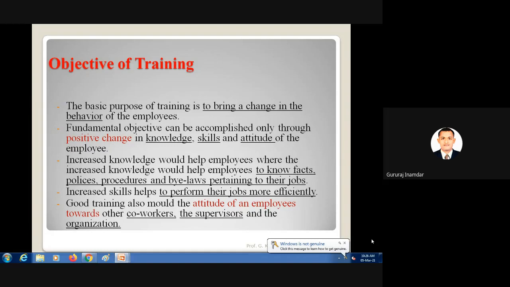Good training also molds the attitude of an employee towards other workers, the superiors and the organization, definitely. Whether the training is better, if you consider private industry and, for example, government training, if you know the government defense training, there is very great training given by the defense sector. I have that experience. Whatever the training, after selection or before selection, a very great and very motivational training is given by the defense sector. So that is ideal, you may say that.